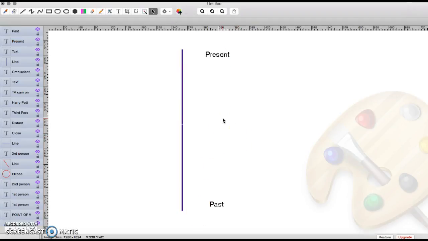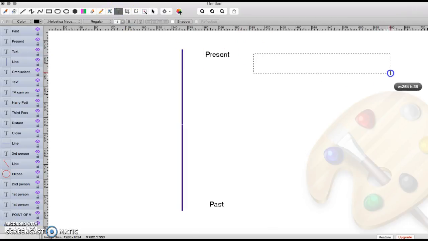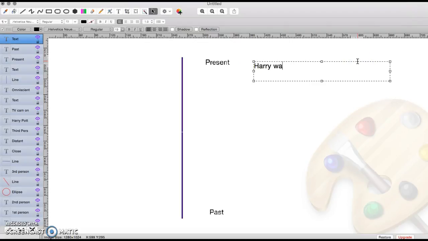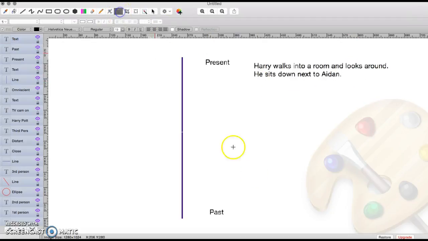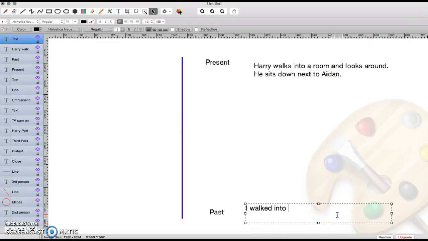You might have read books before that are narrated in the present tense. There's the sort of stories where you go, things like, Harry walks into a room and looks around. He sits down next to Aiden. So that's our present tense. Or you might have seen stories written in just a basic past tense. Walked into the room. I saw there was an empty spot next to Sarah, so I sat down.